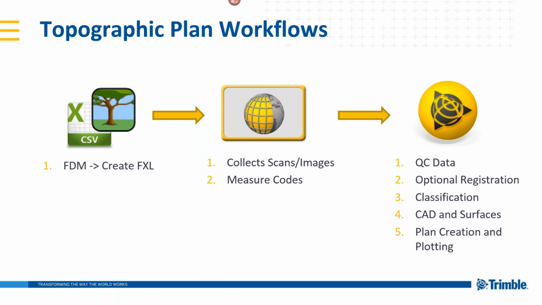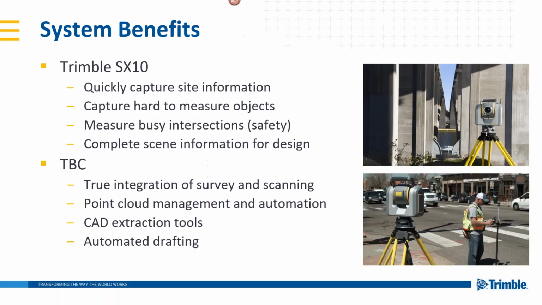So you will still go around creating your feature definition library, and then in Trimble Access you would use measure codes to be efficient and measure with codes in the field, and then drag and drop the data into TBC. You would do your QC. We have the ability to use something that we call scan station setup, which we're going to talk a little bit more about, where you can do optional registration in the office, classification, extracting CAD elements and creating surfaces, and then finally putting that plan on a sheet view and plotting to PDF, which we will try to demonstrate in this session.